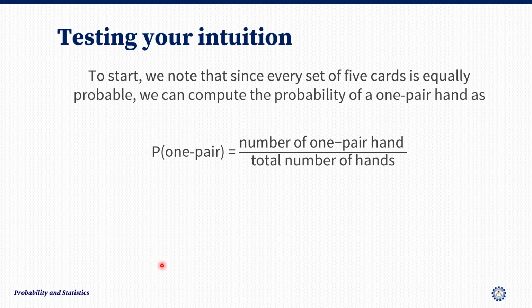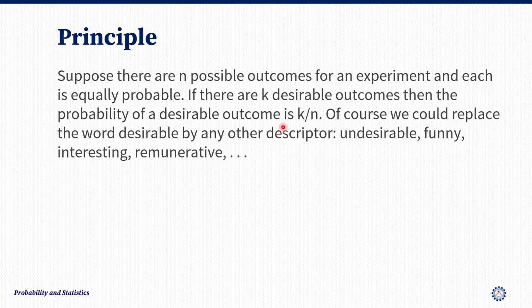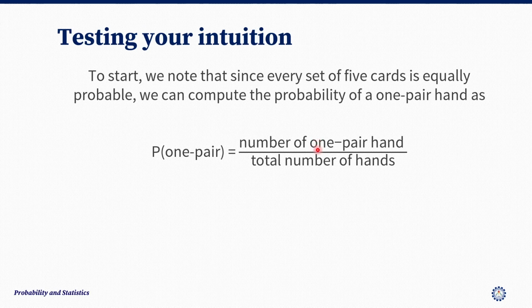So at this point, we can only guess the probability. One of our goals is to learn how to compute it exactly. To start, we note that since every set of 5 cards is equally probable, we can compute the probability of a one pair hand as the number of one pair hands over the total number of hands. So to find the exact probability, we need to count the number of elements in each of these sets. And we have to be clever about it because there are too many elements to simply list them all. We'll come back to this problem after we have learned some counting techniques.